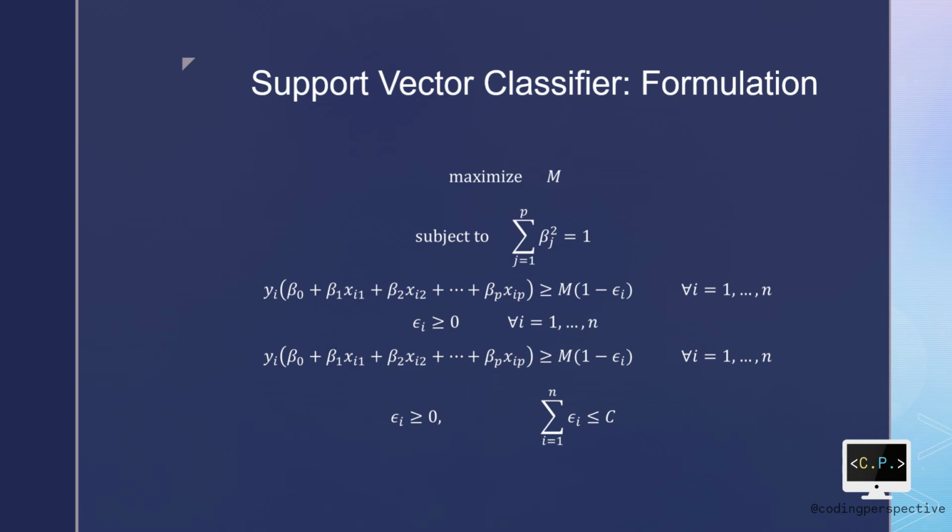We also have additional constraints: each epsilon i should be greater than or equal to 0 and the summation of epsilon i's less than or equal to C. Epsilon is the error measure and it is positive when the classifier classifies incorrectly. C is the non-negative parameter of the method and it can be seen as a budget for making incorrect predictions. As seen in the formulation, if we have C equal to 0, the method becomes maximal margin classifier.